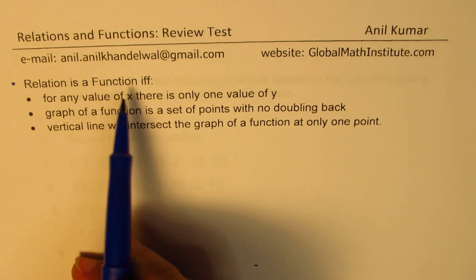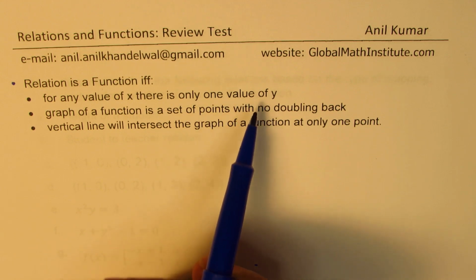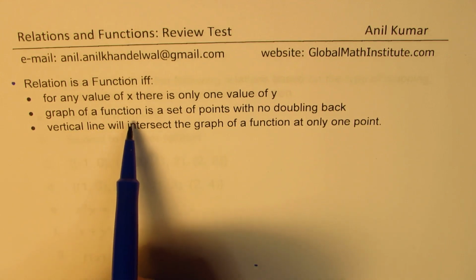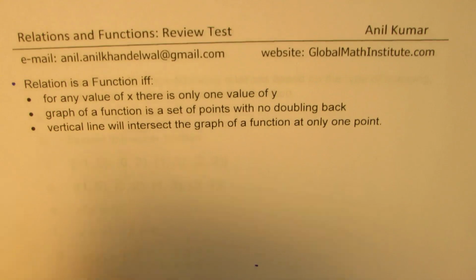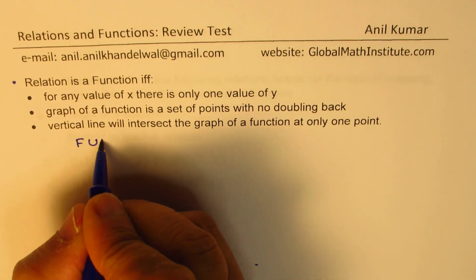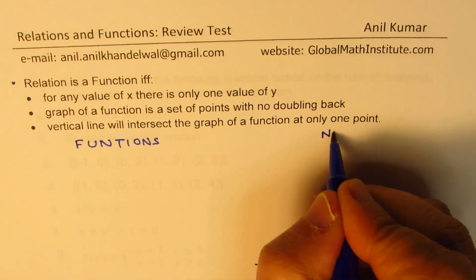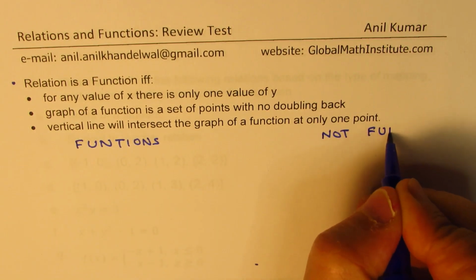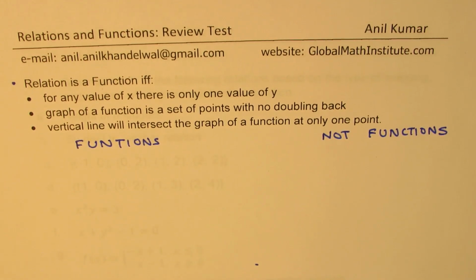A relation is a function if and only if for any value of x there is only one value of y. Graph of a function is a set of points with no doubling back. A vertical line will intersect the graph of a function at only one point, right? So that is called the vertical line test. So we'll give some examples of functions and not functions. Remember, all are relations, right?